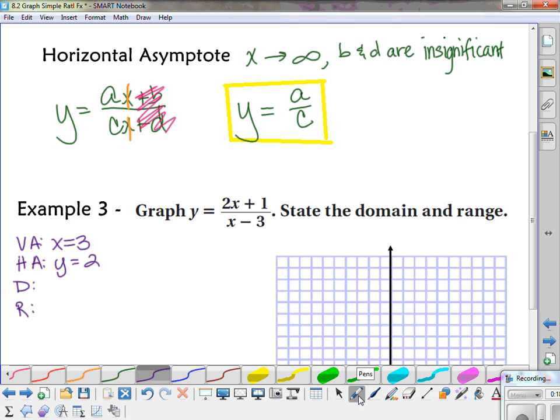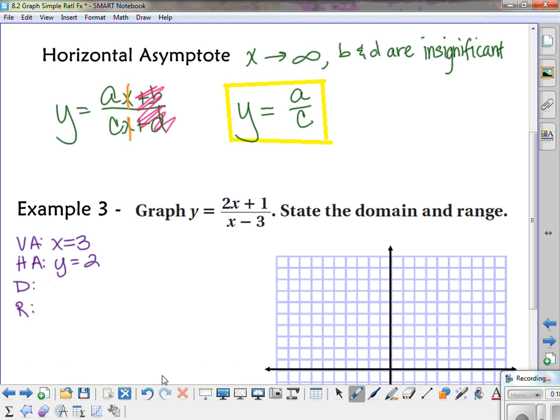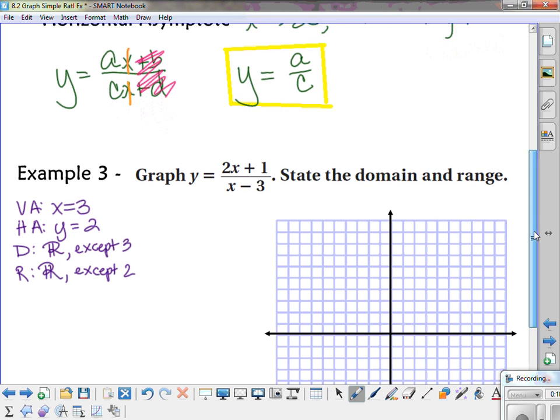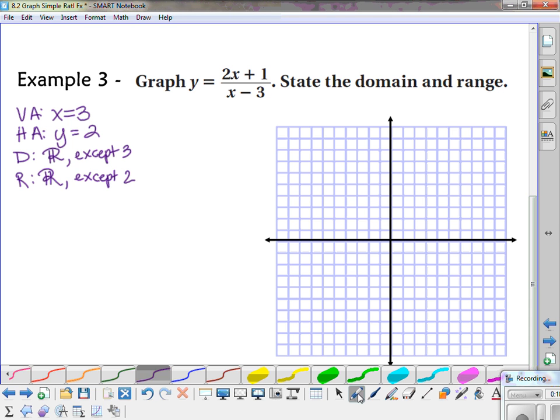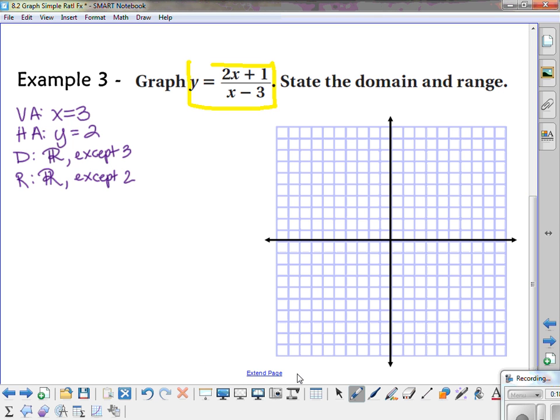And so then that helps me figure out my domain and range. My domain is going to be all real numbers except 3. My range is going to be all real numbers except 2. Now, because this isn't in HK form, I can't really do a parent graph. I'm just going to actually use this whole thing to make my table.